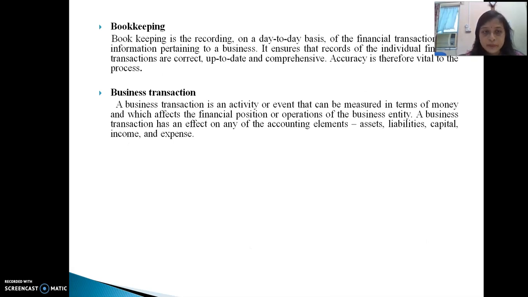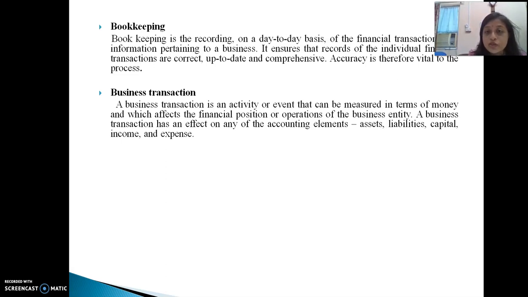First one is bookkeeping. Now what is bookkeeping? Bookkeeping is the recording on a day-to-day basis of the financial transactions and information pertaining to a business. It ensures that records of individual financial transactions are correct, up-to-date, and comprehensive. Accuracy is therefore vital to the process. So all the day-to-day financial transactions are recorded in a systematic manner. This recording on a day-to-day basis, this systematic recording is called bookkeeping.